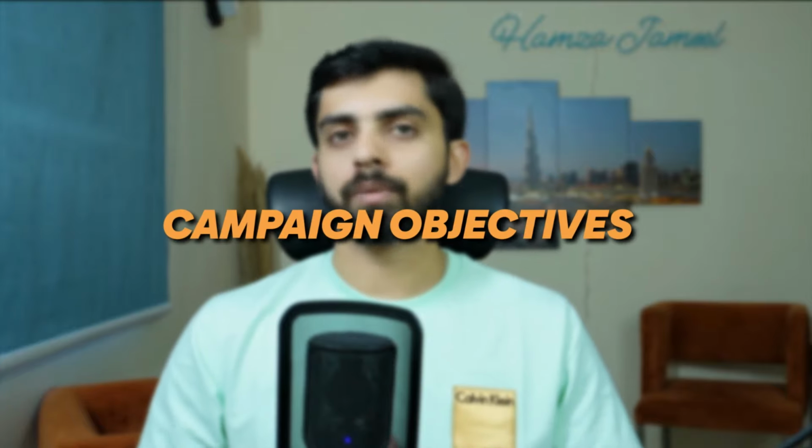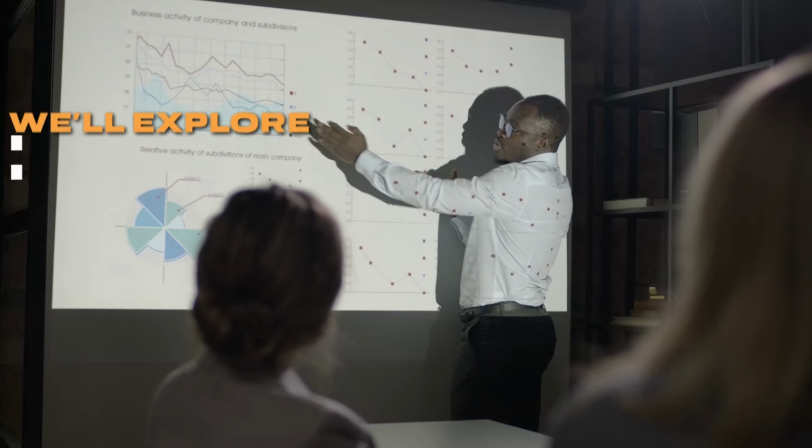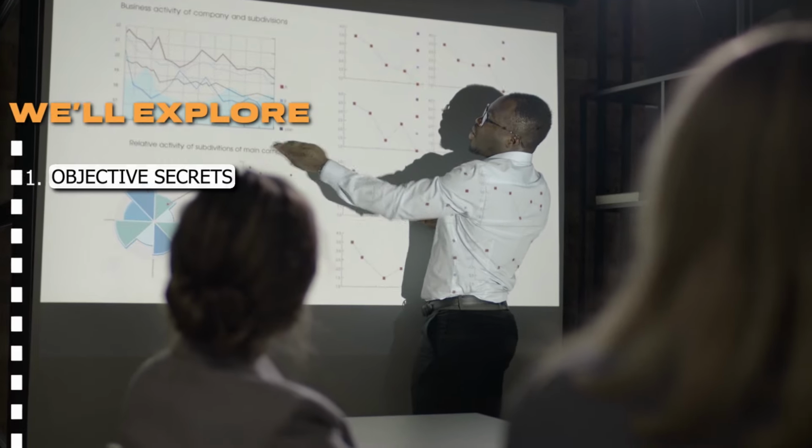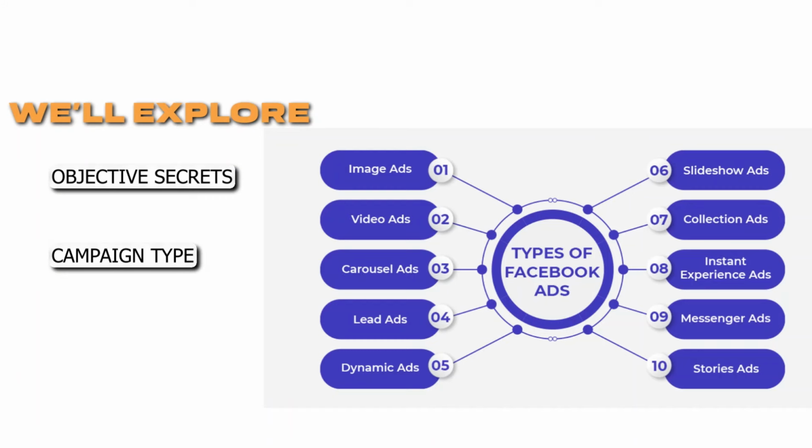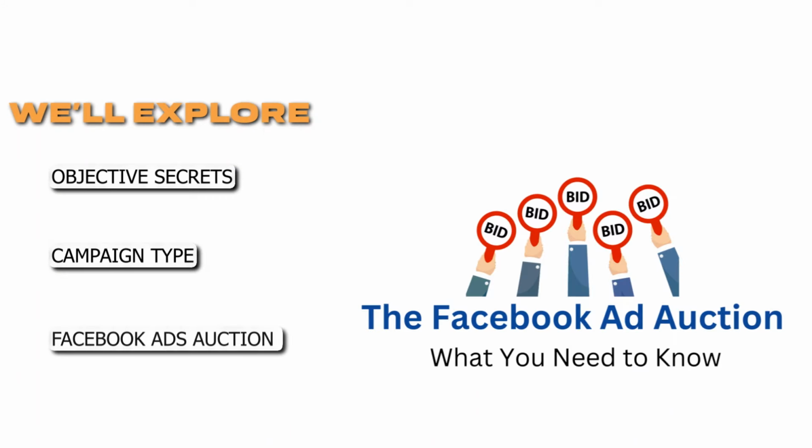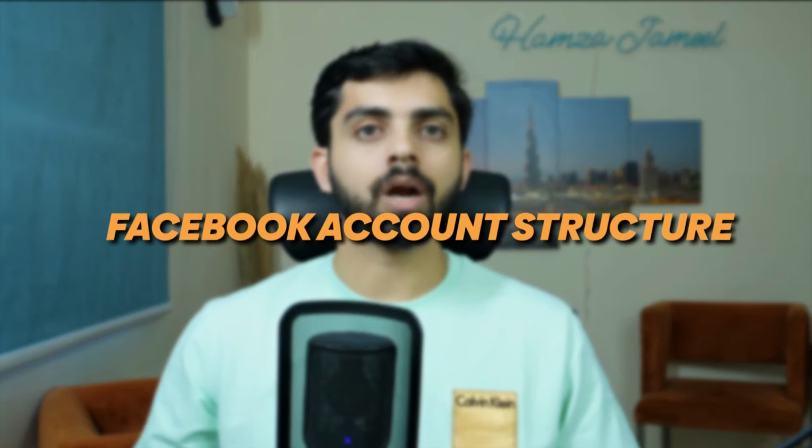Whether you are managing ads for yourself or clients, it is important to get these steps right to keep your campaign running smoothly. The second topic in this class is campaign objective. Choosing the right objective is key to achieving your marketing goals. We will explore the secrets behind selecting the best objectives, break down each campaign type, and take a closer look at how the Facebook ads auction works. By the end of this section, you will have a clear understanding of which objectives align with the different stages of your customer journey.